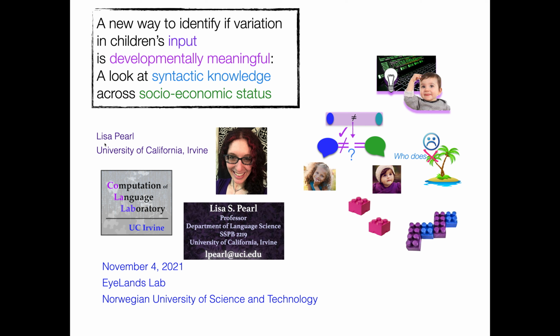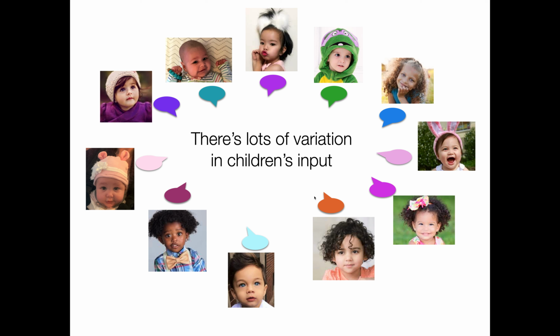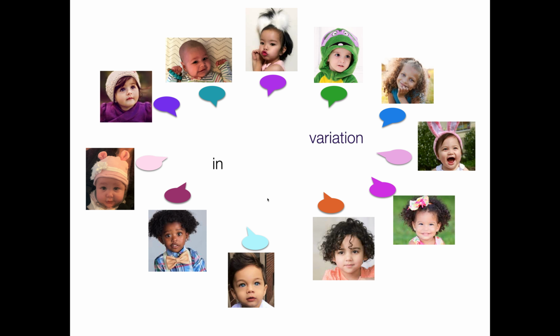I'll be telling EyeLands Lab on November 4th about a new way to identify if variation in children's input is developmentally meaningful, and taking a look at syntactic knowledge across socioeconomic status. One thing that we know is that there's lots of variation in children's input, right? How often people speak to them, who speaks to them, what kinds of things they talk about, what structures they use. There's lots of different types of variation.